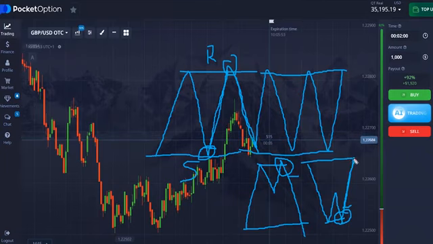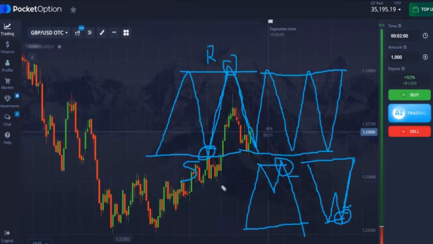So this is just the basic thing you need to know about support, resistance, double top and double bottom, and area of liquidity. We're going to talk about why we enter a trade. I hope you're getting it right.